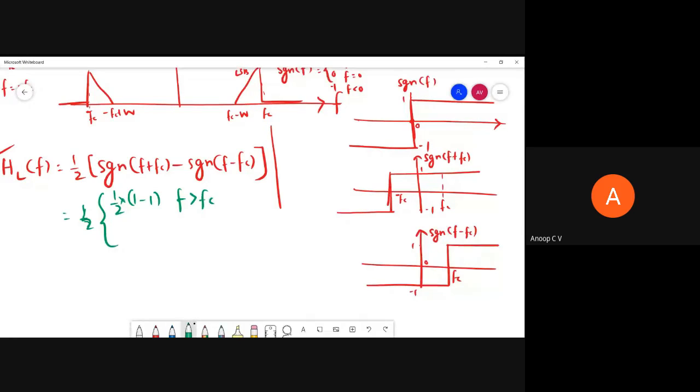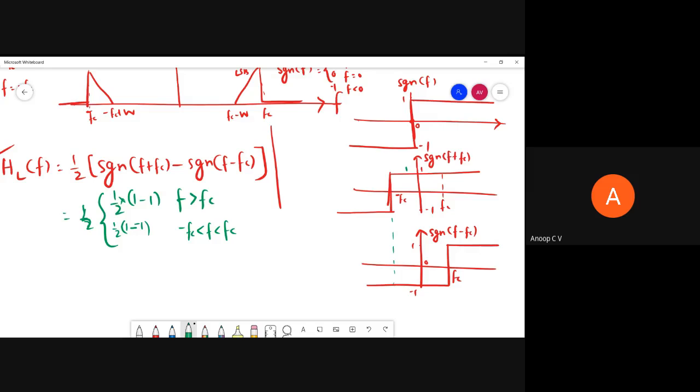And what will that be for frequency between plus FC and minus FC, that is minus FC less than F less than FC? How will you subtract? What is the value of signum of F plus FC between minus FC and plus FC? That is equal to 1. And the value of signum of F minus FC between plus FC and minus FC is equal to minus 1. So this will be half of 1 minus of minus 1, right?